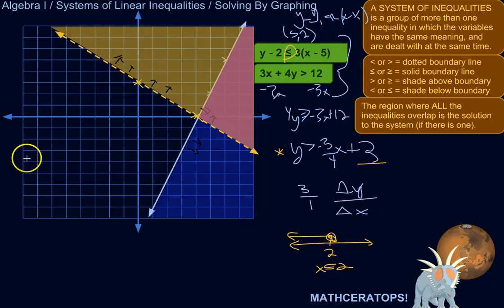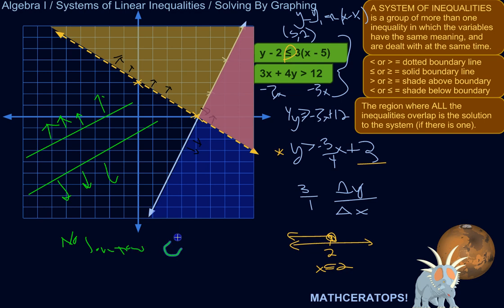What if you had, I'm just going to draw this over the side, what if you had two parallel lines, and this one is a greater than, so you're shading above, and this one is a less than, so you're shading below. Well, these shaded regions would never cross, so there'd be no solution, or the empty set. All right, have fun with that.